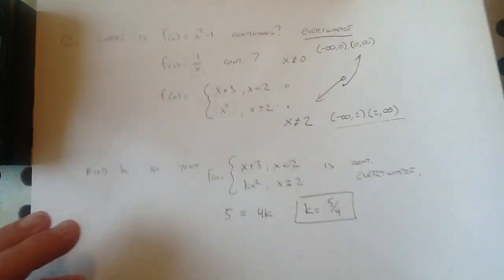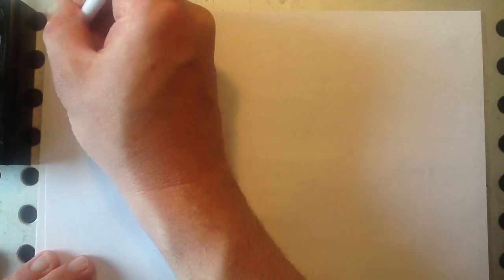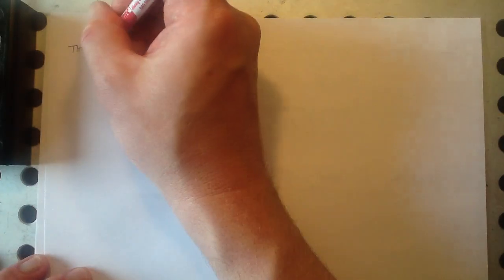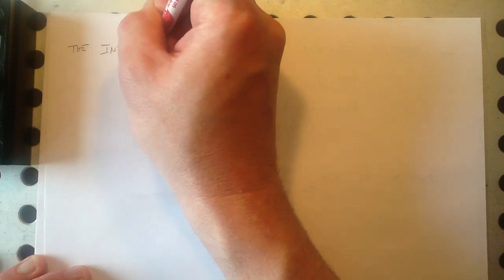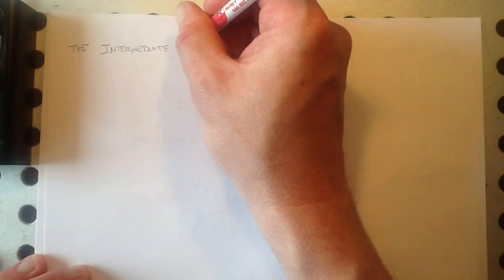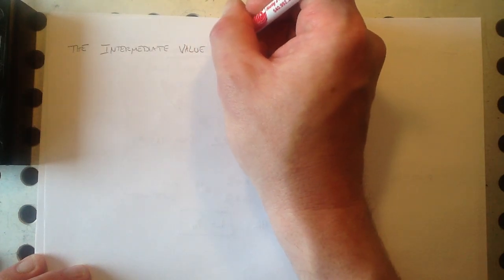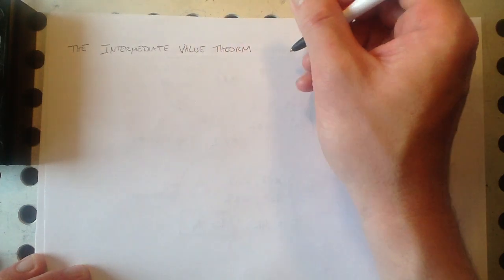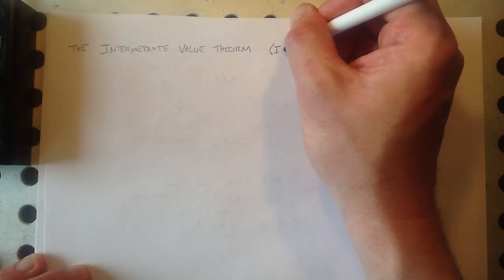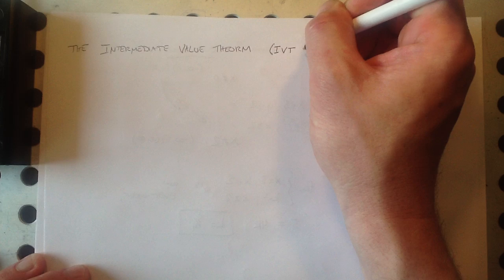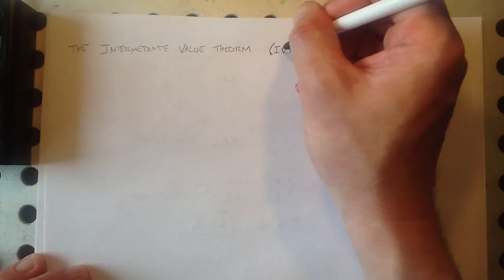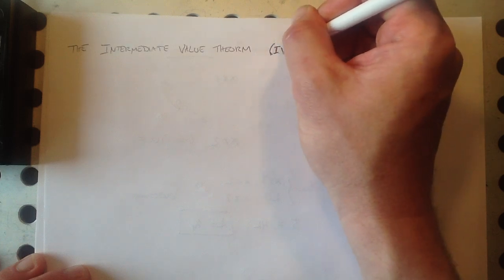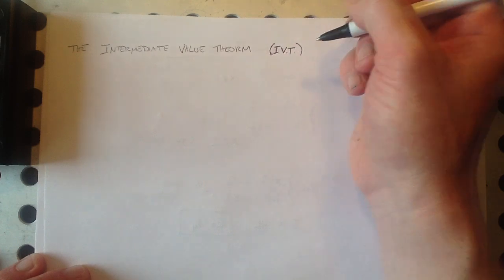Now, I'll just tell you about something called the intermediate value theorem. Heretofore referred to, or henceforth. What's the right thing to say there? From now on, how about that? From now on, I'll call that the IVT, intermediate value theorem.